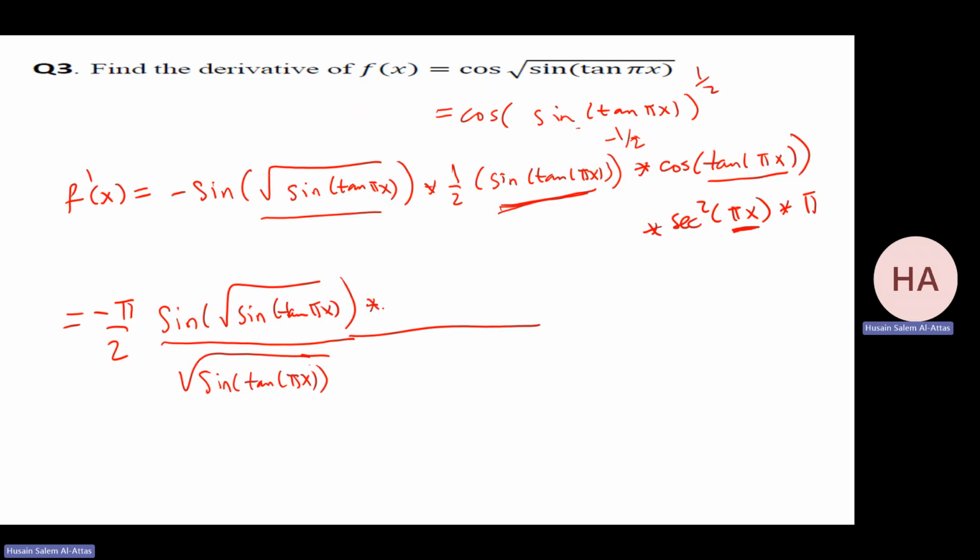And this is times cosine of tan of x times secant squared of that. If you want to simplify it, or you can leave it as this.